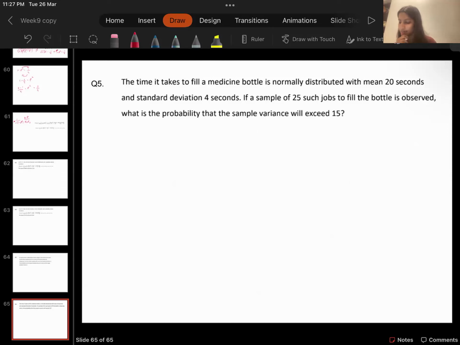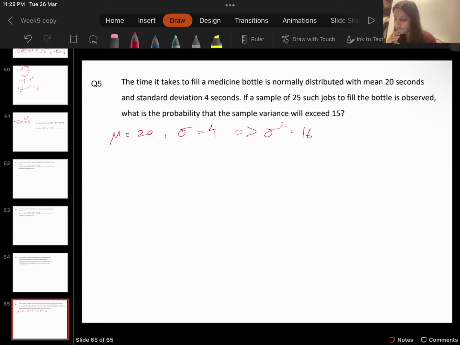So the next question: the time it takes to fill a medicine bottle is normally distributed with mean 20 seconds and standard deviation 4 seconds. Mean is equal to 20 seconds. Standard deviation sigma is equal to 4 seconds. So what will this give you? The variance will be 16.